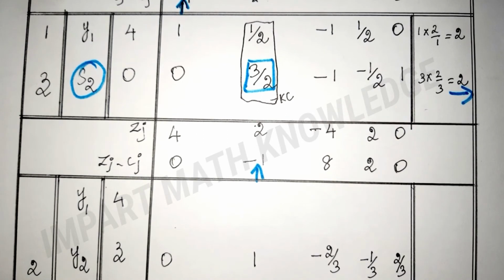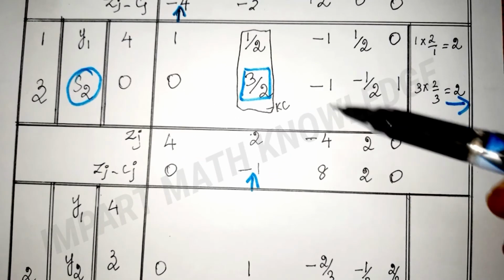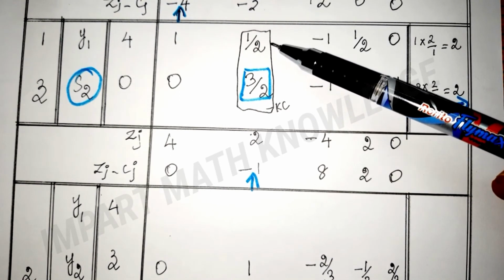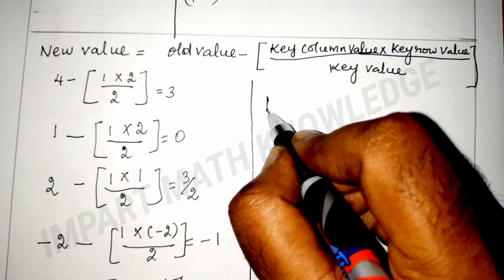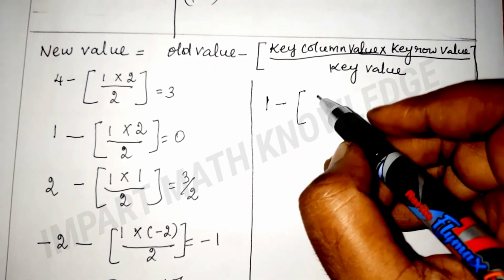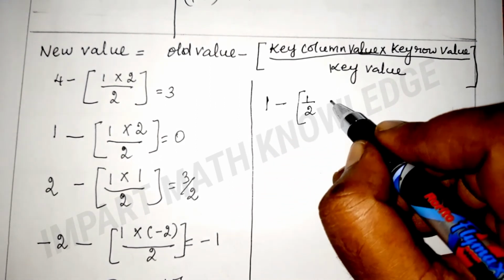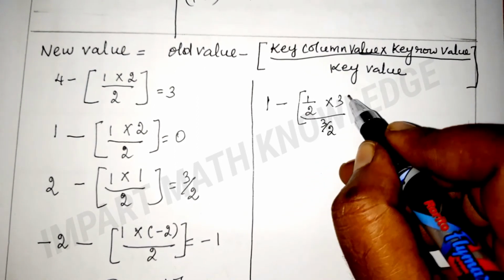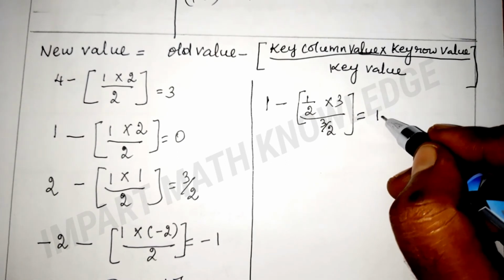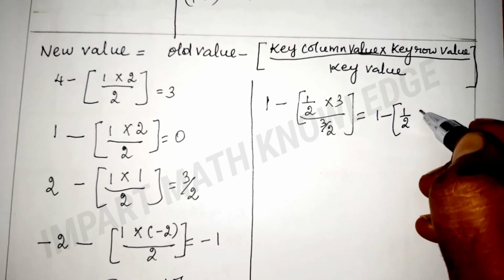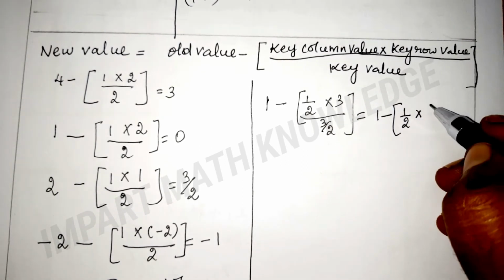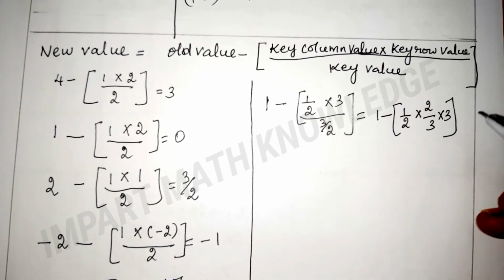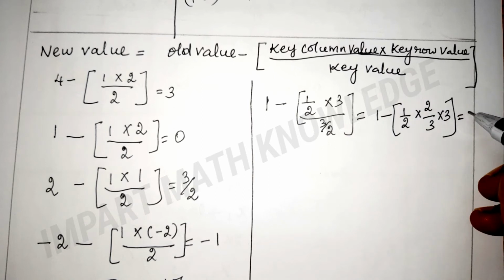You just write the reciprocal of that value. Next, we want to make the other elements in the same column 0 using the new value formula. New value is equal to old value minus key column value into key row value divided by key value. This can be written as 1 minus 1 by 2 into 3 by 2, which can be written as 2 by 3 into 3. If you simplify this, you will get 0.